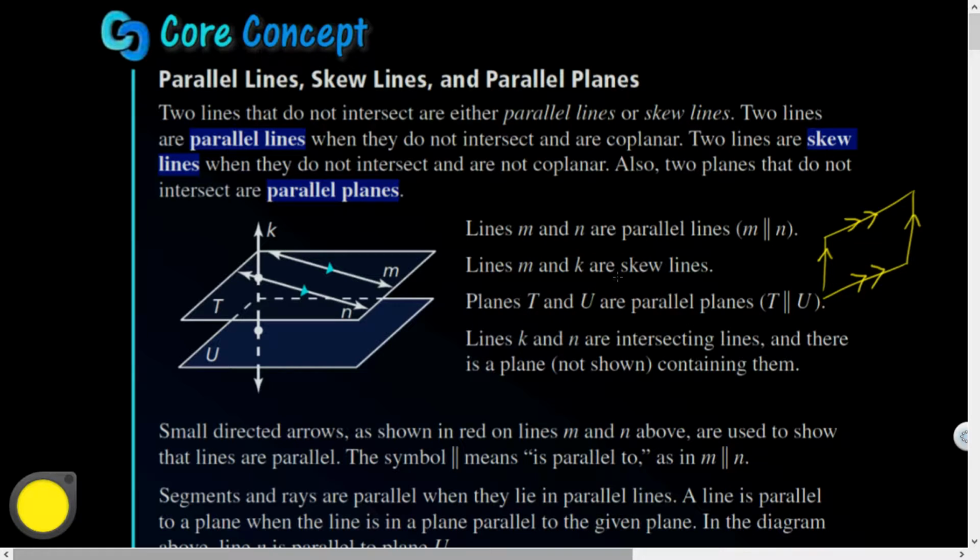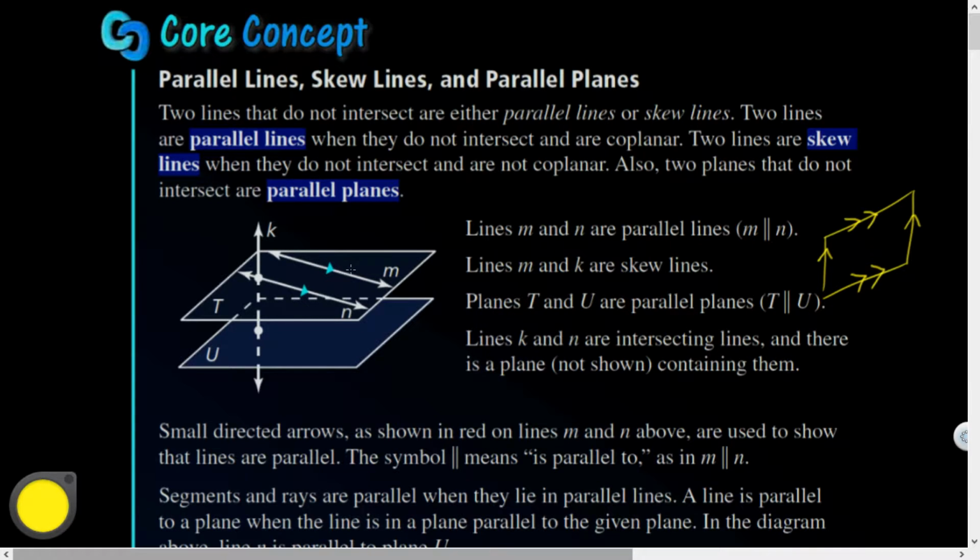Let's see, lines M and K are skew, so there's line M, line K is here. They are not coplanar. They are non-intersecting. They are skew. There we go.